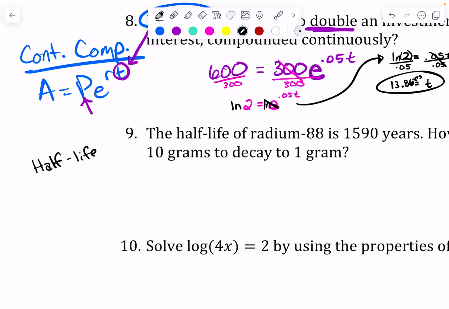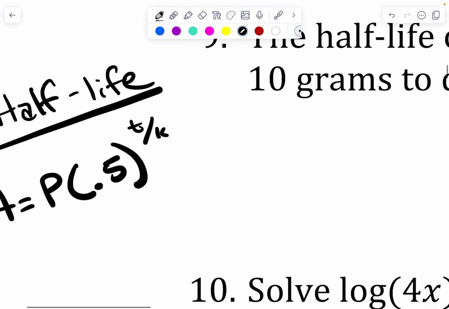Half-life. Okay, and I don't have the half-life formula in front of me, so bear with me. B times 0.5, or 1/2, to the T over K power. I've got to think about that for a second. Yes, T over K power. K is the half-life. I don't know why they represent it as K. You can put it as H if you want to. We'll just say H, half-life.